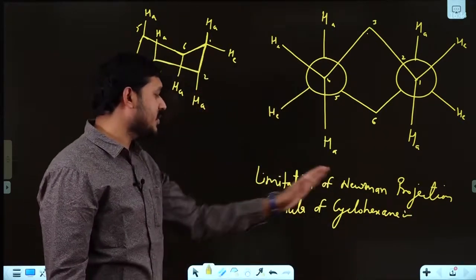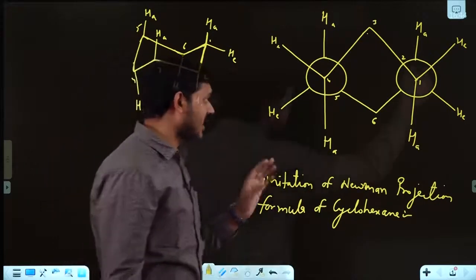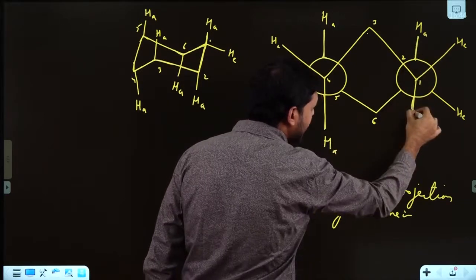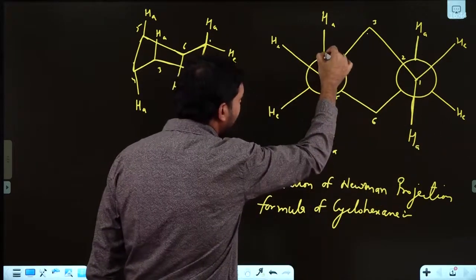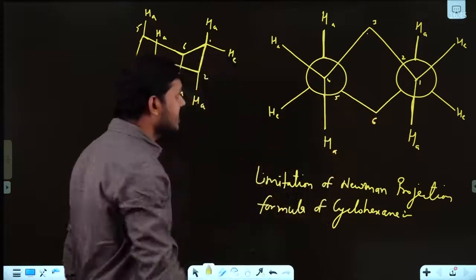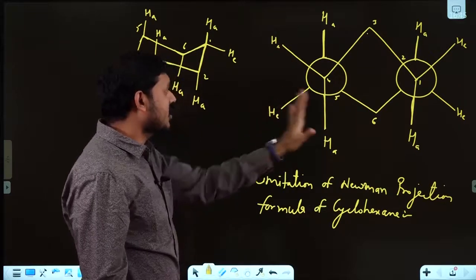Limitation of Newman projection formula of cyclohexane. So students, you can see here we have started with axial hydrogen here, axial hydrogen here, again axial hydrogen this side and axial hydrogen this side. Means for 4 carbon atoms I can easily mention the axial and equatorial bonds on each of the carbon.